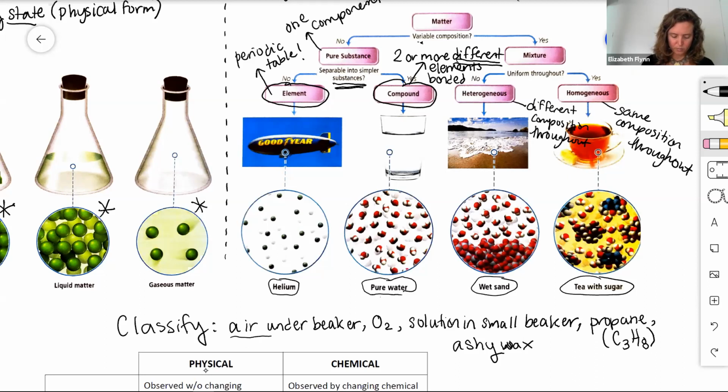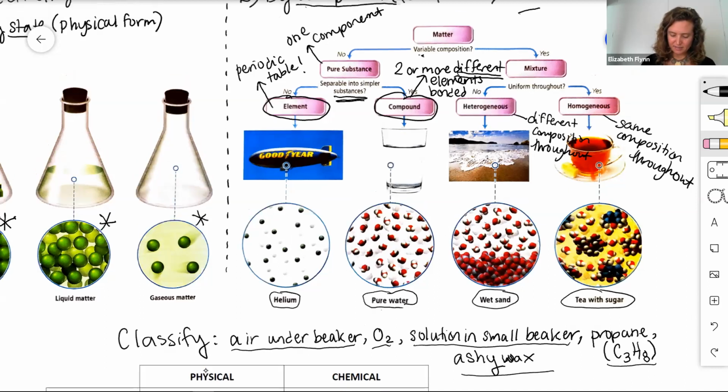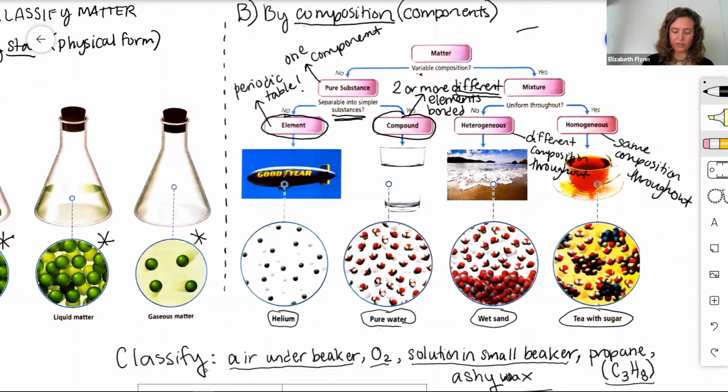Okay, so 1, 2, 3, 4, 5. I would like you to classify these substances in terms of their composition. Is it a pure substance? And if it is, is it an element or a compound? Or is it a mixture? And if it is, is it heterogeneous or homogeneous?